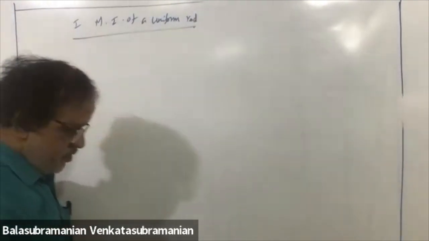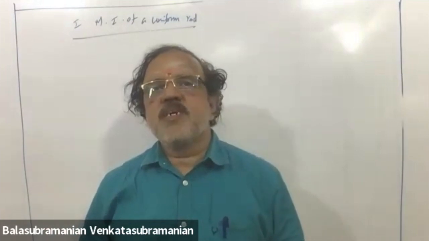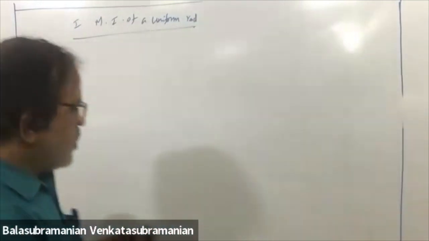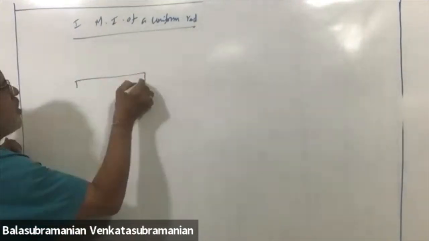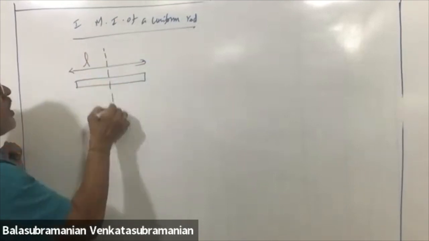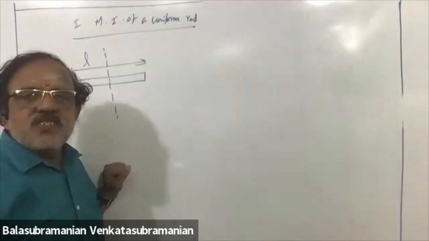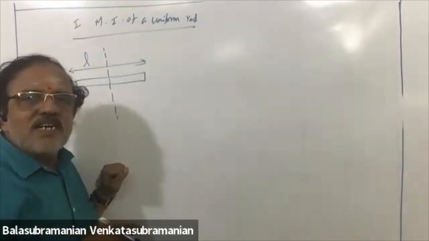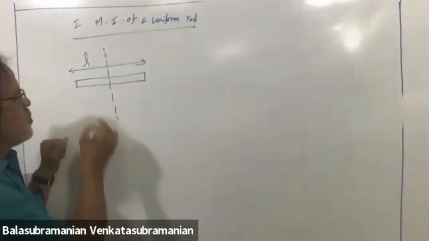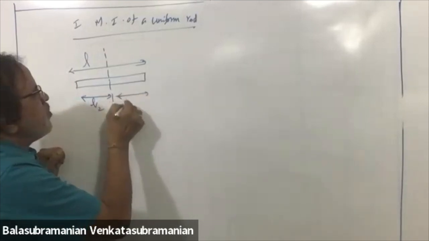Uniform rod. In the case of moment of inertia of a rod, you consider a rod of length L. We are going to calculate moment of inertia about an axis passing through its center and perpendicular to its length. So definitely this is L by 2, this is L by 2.